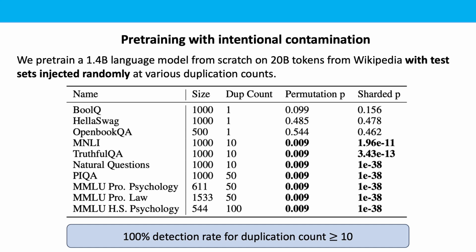We also found that detection at a duplication count of 1 is quite challenging. So we don't currently have a statistical test that works for duplication counts that are that low. And we'd like to encourage the community to continue working on this problem.